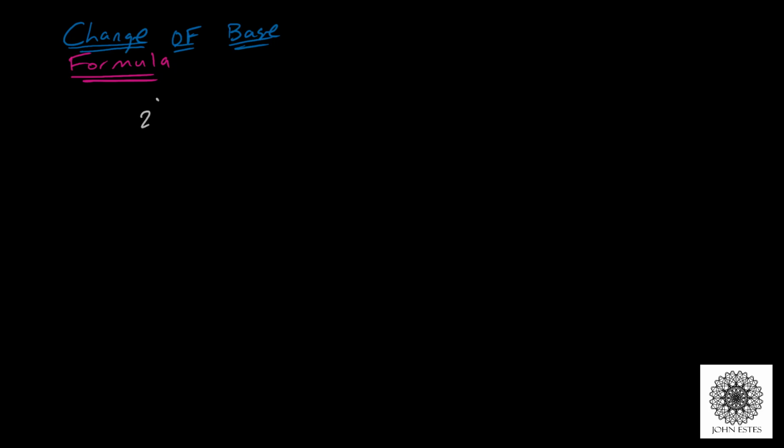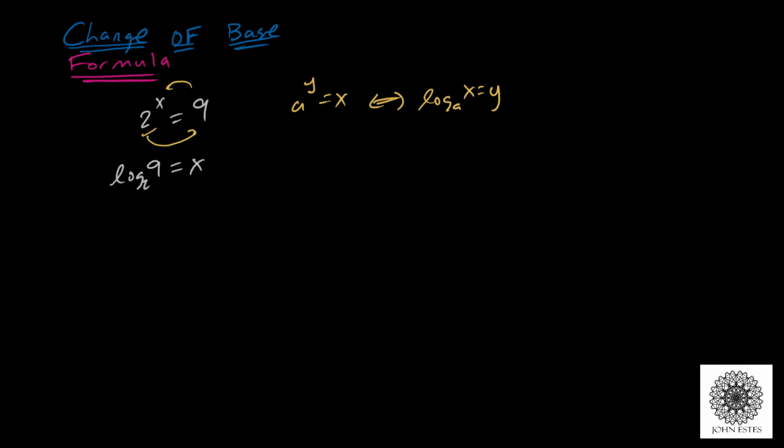So if I had something like this, 2 to the x equals 9, well, I don't know what that is because 9 is not 2 to some power cleanly. So what do we do? Well, we can use the windmill pattern that we learned from logarithms, remember, because a to the y power equals x is the same thing as log base a of x equals y. So you have this windmill. We can write this as log base 2 of 9 equals x. And if I could just figure out log base 2 of 9, then I can get my answer.